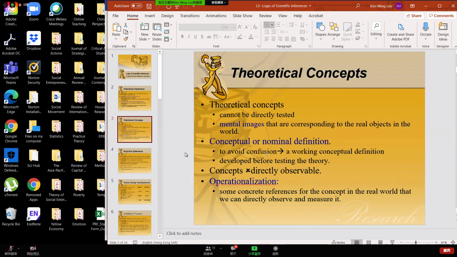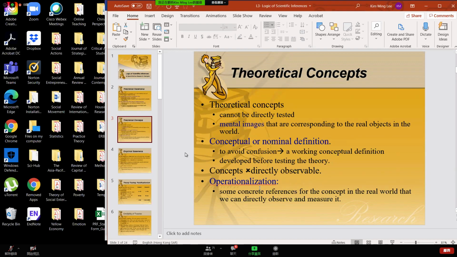Because once we do our research, we want to measure, for example, how to measure my father's education, my mother's education, and my education, to see how my father's and mother's education affect my education. So we need to turn it into something measurable and observable. The process of doing that is known as operationalization. Operationalization is the process of turning the abstract concept into something which can be observed directly.